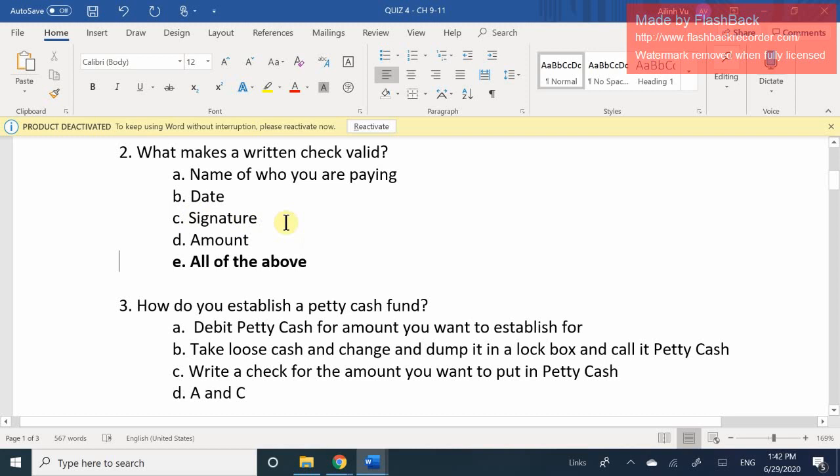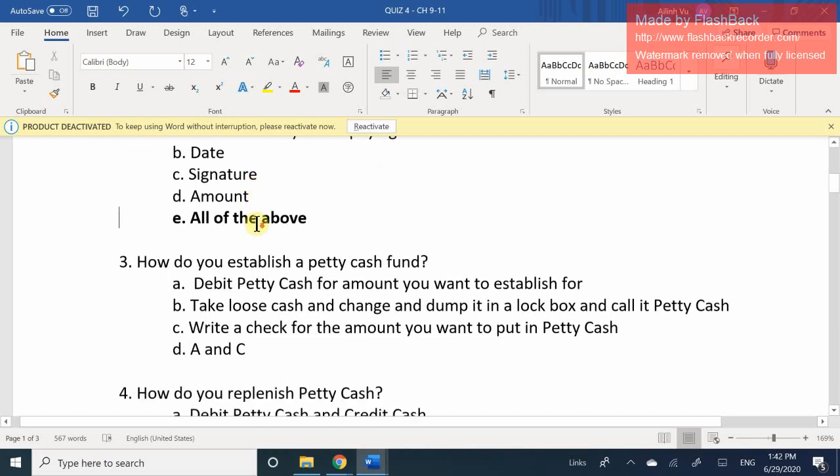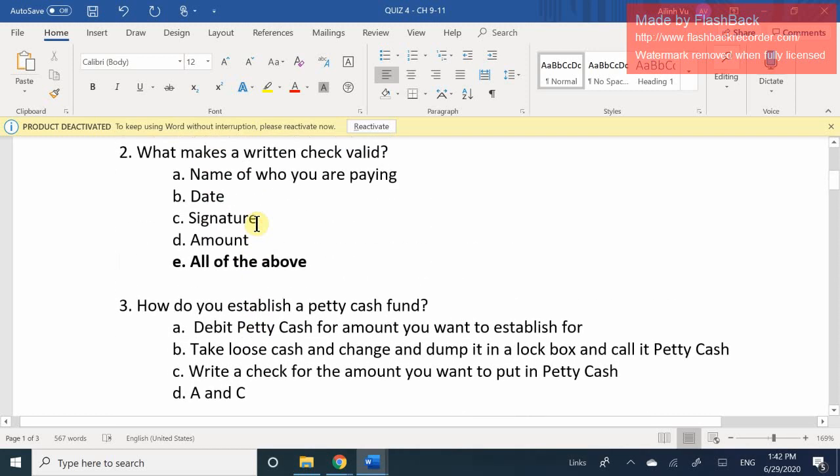Okay, you definitely can't cash a check without the signature. You definitely can't cash the check if the date's not written because anybody can write the date. And you can definitely not cash out a check if you don't have the amount. Pretty straightforward. Yes. You need to have all of them, not one or the other.